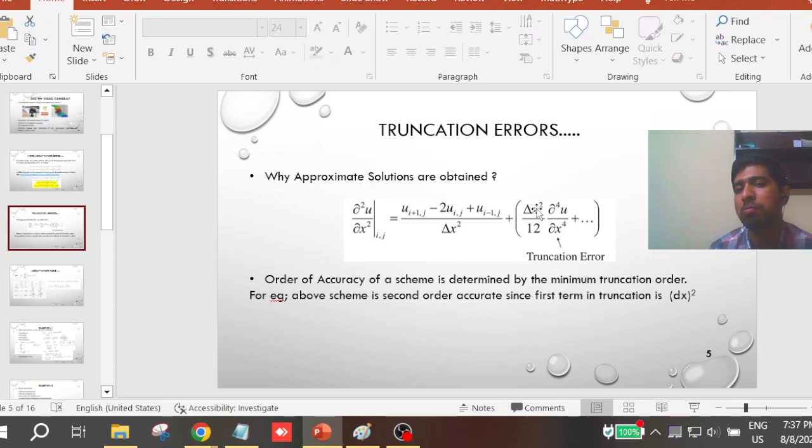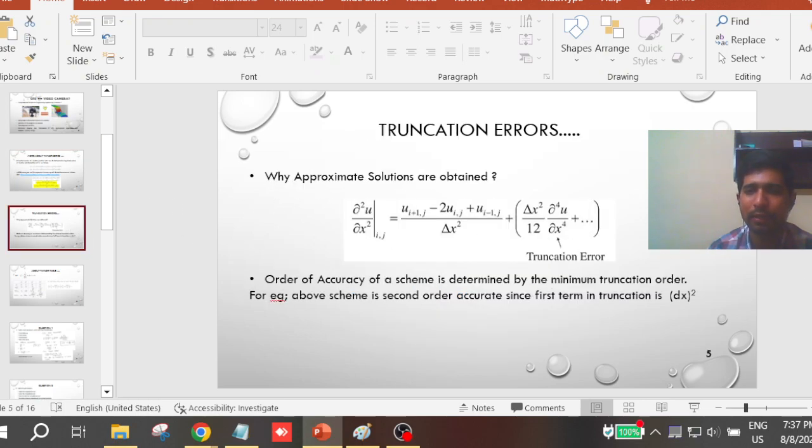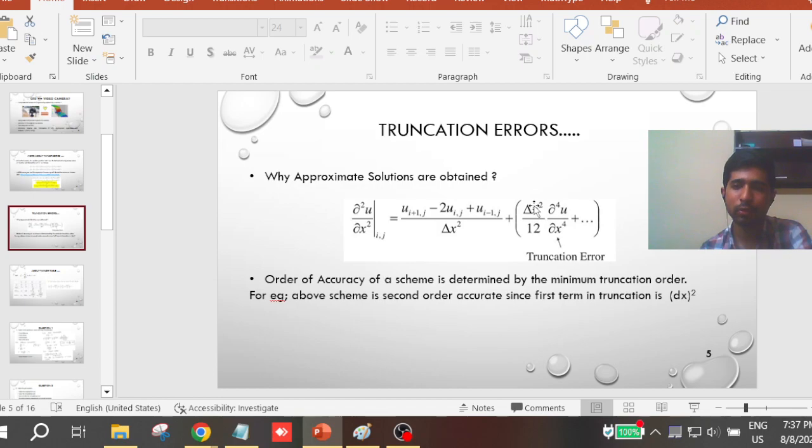Until and unless you end up with delta x raised to something, delta x square, no, I don't think you will get a decimal order of accuracy. That is what I feel. But I will write down this point and clarify it next week. As of now, I don't think decimal order of accuracy is possible. I am not really sure, but as far as I feel, you should get delta x raised to something here. Only then it will be order of accuracy.